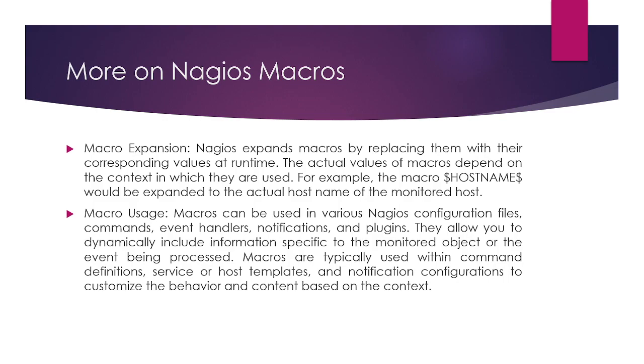Macro usage. Macros can be used in various Nagios configuration files, commands, event handlers, notifications, and plugins. They allow us to dynamically include information specific to the monitored object or the event being processed. Macros are typically used within command definitions, service or host templates, and notification configuration to customize the behavior and the content based on the context.